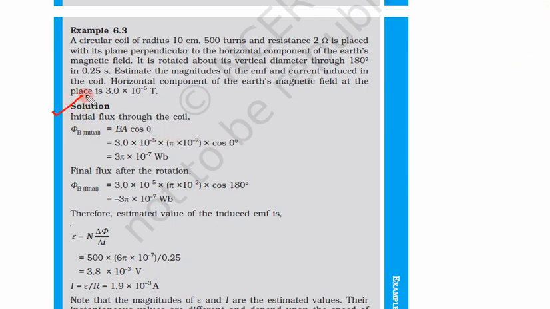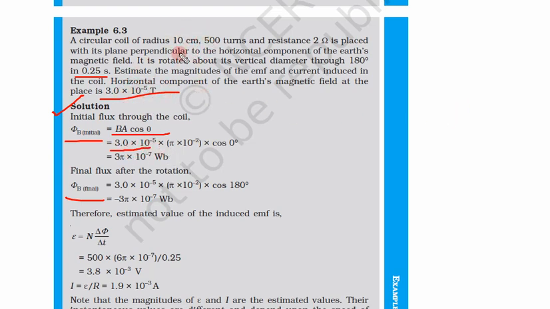Now the solution. Initial flux through the coil. So we have an initial flux and a final flux. Then we take the difference between initial and final flux and divide by time. So what is the initial flux? BA cos theta. What is B? B is 3 into 10 to power minus 5. So this is the value of B.